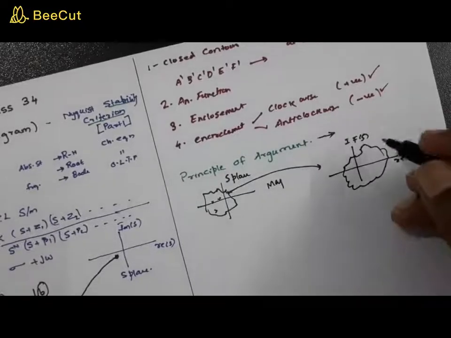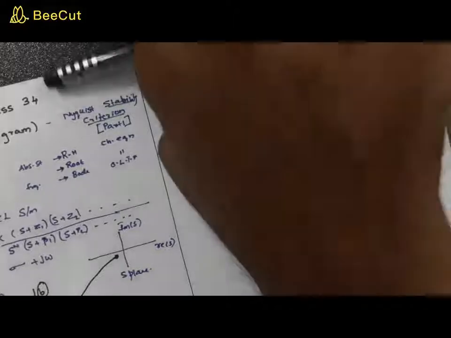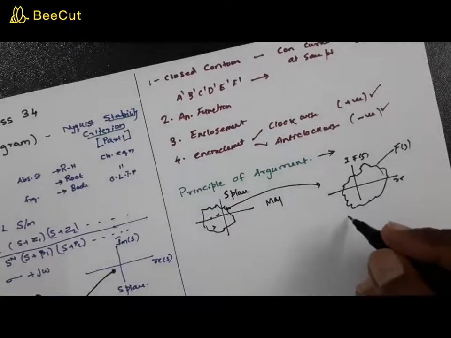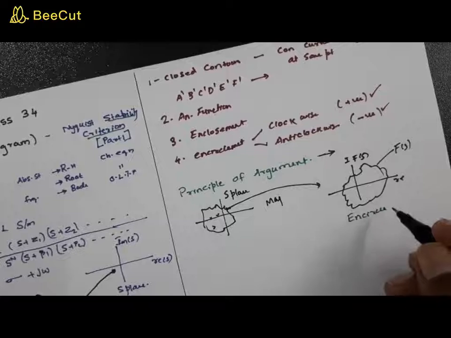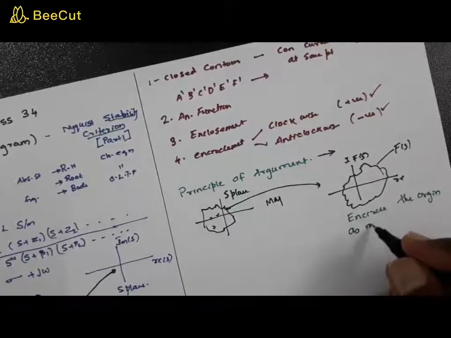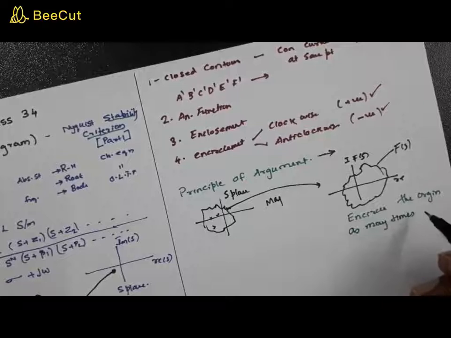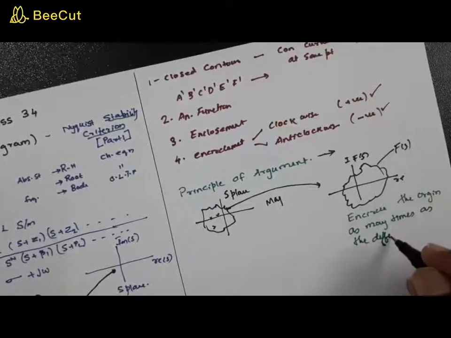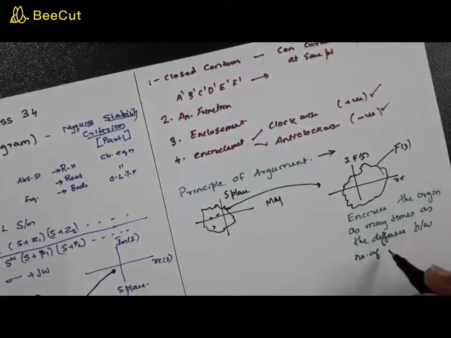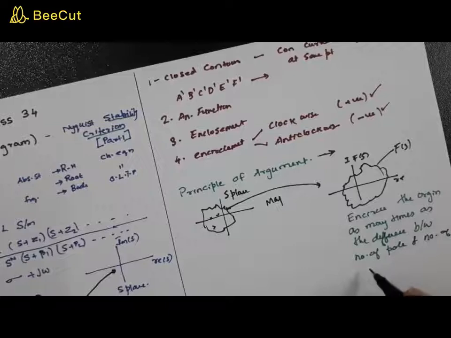Now, the nature of this f of s, so be careful, this nature of f of s is what the principle of encirclement says: this f of s will encircle the origin as many times as the difference between the number of poles and the number of zeros of f of s.